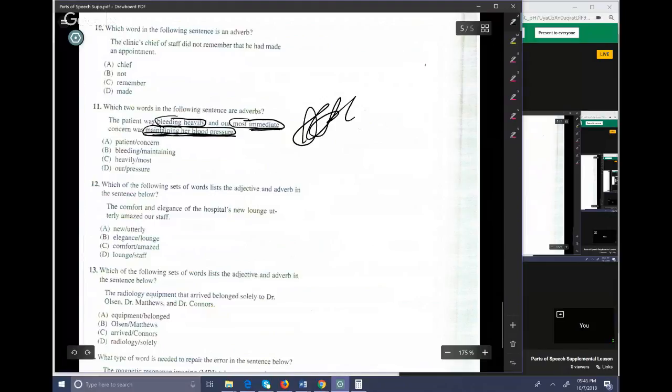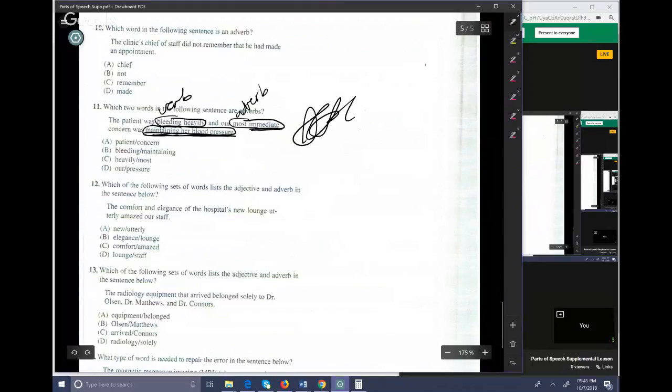Bleeding heavily, the heavily describes how the bleeding is happening and adds to that description, the bleeding being a verb. Most immediate, so most describes immediate. Immediate is the type of concern, so this is also acting as an adverb. Bleeding heavily, heavily is an adverb. Most immediate is also an adverb.